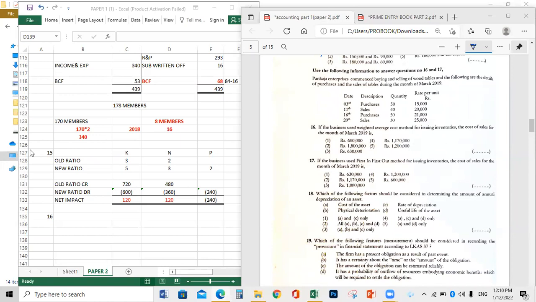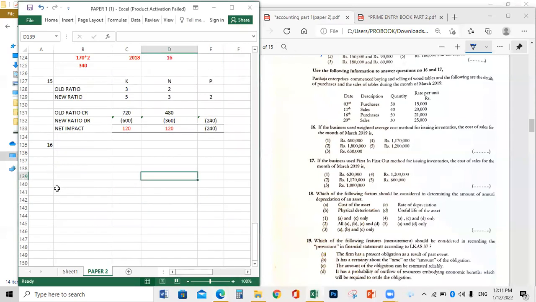Now, question 16 and 17. If the business used weighted average cost method for issuing inventories, what is the cost of the sales? The next question, if they use FIFO method, what is the cost of sales? Let's do FIFO, guys. FIFO is easy when it comes to part 1. Let's do FIFO first, okay? 17th question.